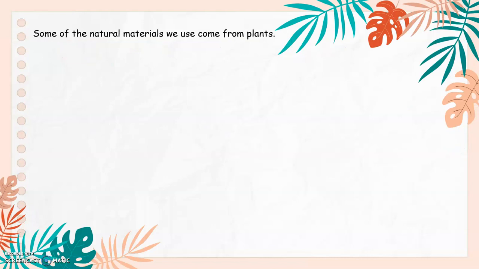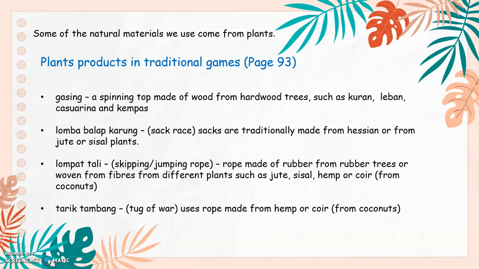Some of the natural materials we use come from plants. You can open your book to page 93, Plant Products in Traditional Games. The first one is gasing. A spinning top is made of wood from hardwood trees such as kuran, leban, casuarina, and kempas.